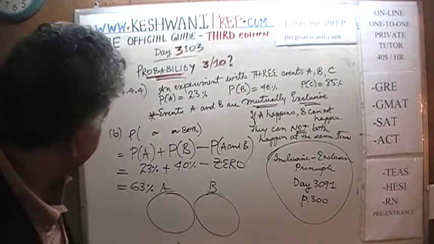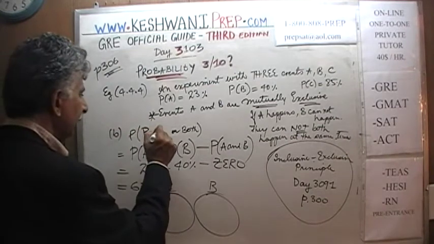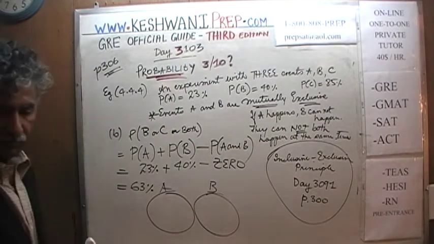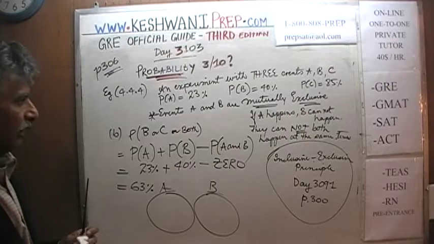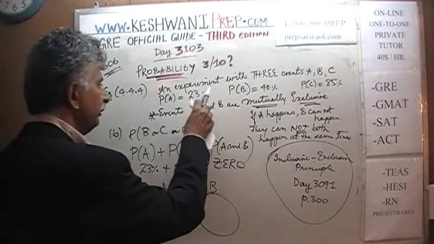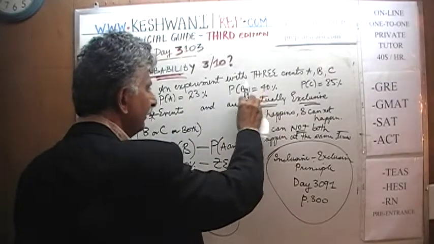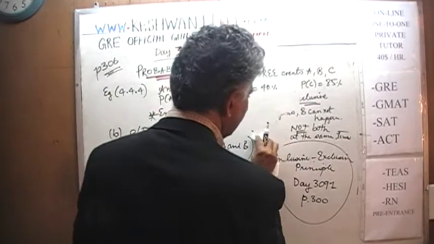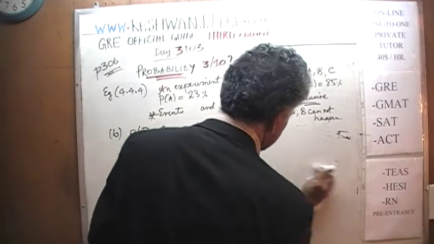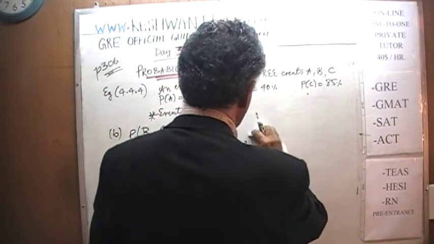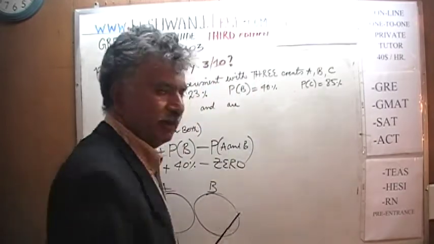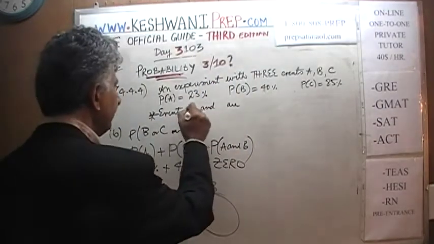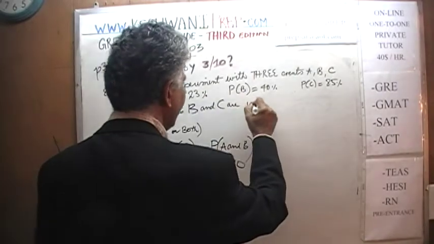Yes, B and C. What are the odds that B or C or both happen? Now, keep in mind that we are told that B and C are... we're done with all of this. We're no longer dealing with exclusivity. Here we are told that event B and C are independent events.